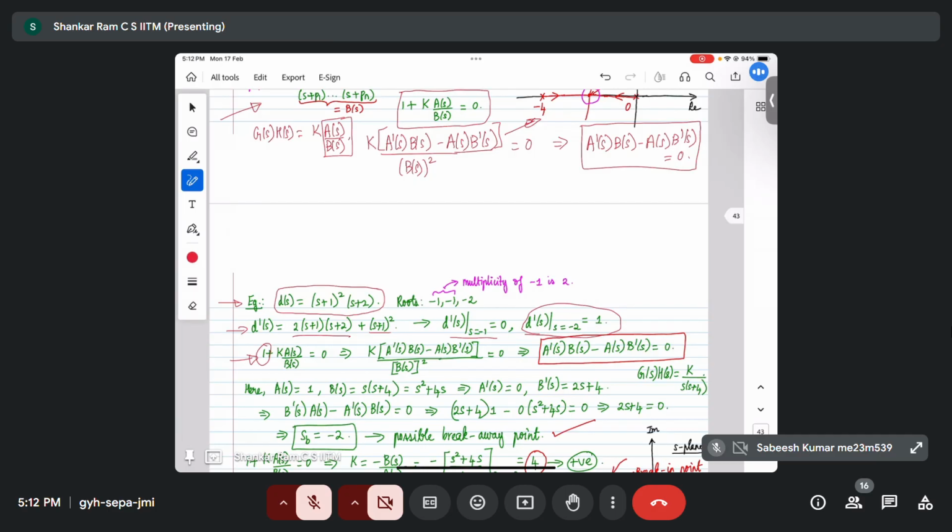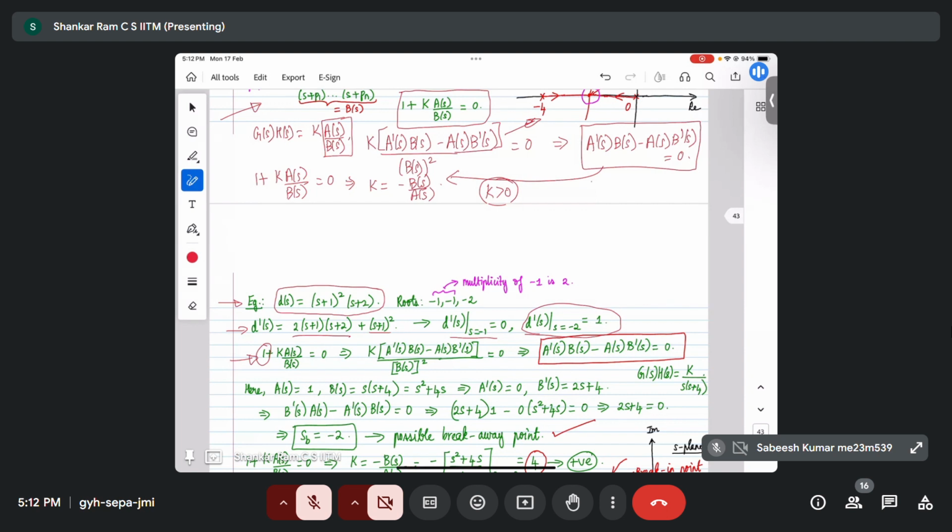But then the best way to check is to come back to the closed loop characteristic equation, which is 1 plus K times A(s) by B(s) equals 0. From here, we can see that K can be written as minus B(s) by A(s). I just took minus 1 to the other side and cross multiplied. So we substitute the solution into this, and only when K is greater than 0, because that is the premise under which we are constructing these steps, are those values of s actual breakaway or break-in points.